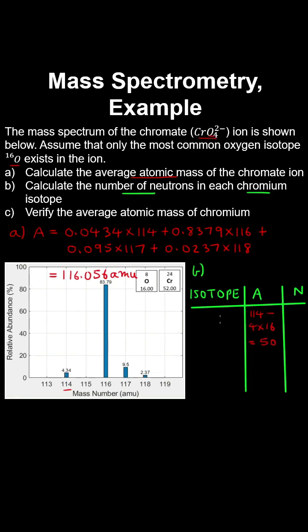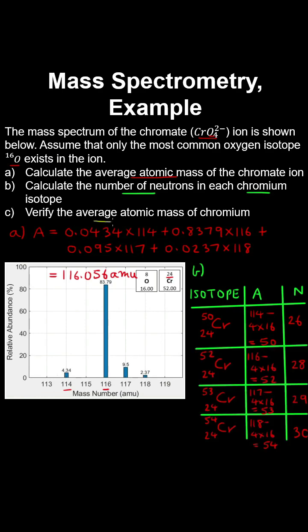So effectively the chromium isotope in this ion has a mass number of 50, and given that chromium has an atomic number of 24, so that's 24 protons, then we just subtract the number of protons from the mass number to get the number of neutrons. And if you do the same calculation for the other isotopes, and for part C you can verify the average atomic mass of chromium using the sum of the masses of the chromium isotopes weighted by the relative abundance. And I'll leave it for you as an exercise.